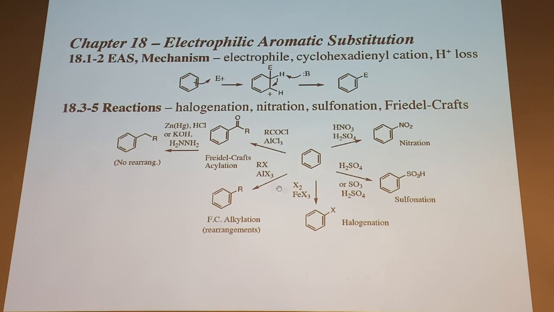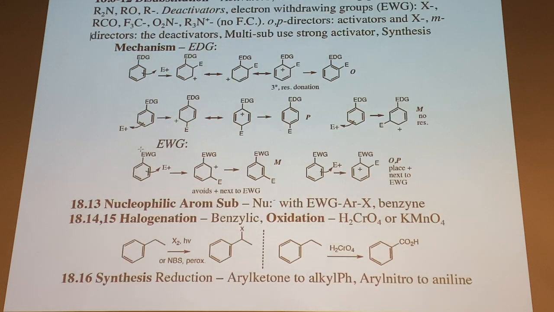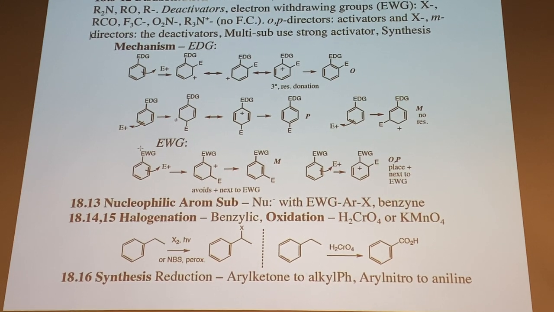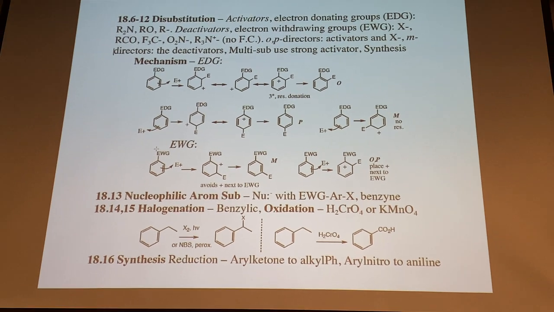So the specific reagents and the mechanisms we're going to go through. It's a little more complicated though. We've got some rearrangements here with primary, especially with the alkylations, and we can reduce the ketones with these conditions here to form the straight chain alkyl benzenes. And then the other difficulty here in chapter 18 is, of course, substitution.